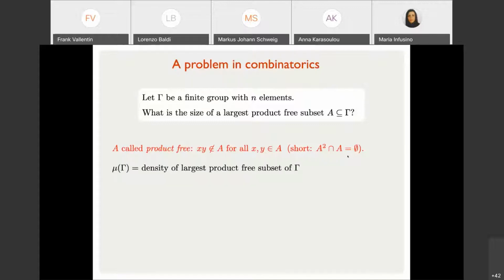Some more notation. So we're interested in the largest product-free subsets. So let's give the size a name, namely mu of gamma. And that's the density of the largest product-free subset of gamma. So it lies between 0 and 1. We divide the size of A by n just to be able to compare the groups.